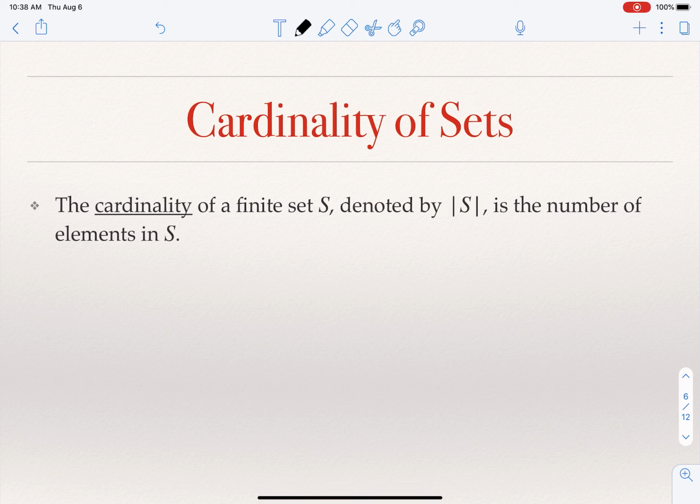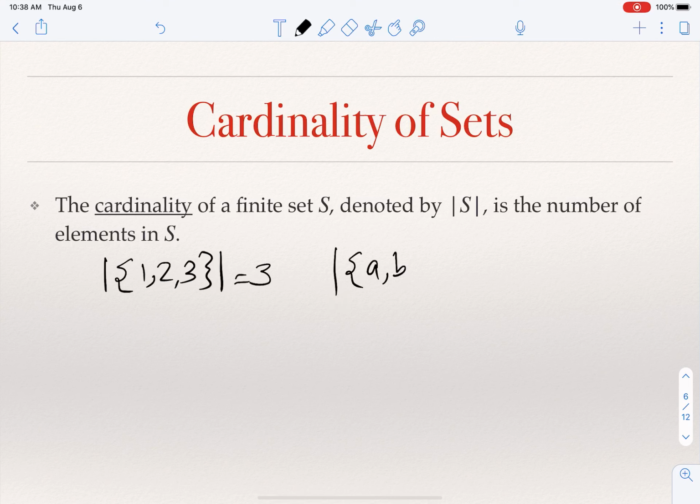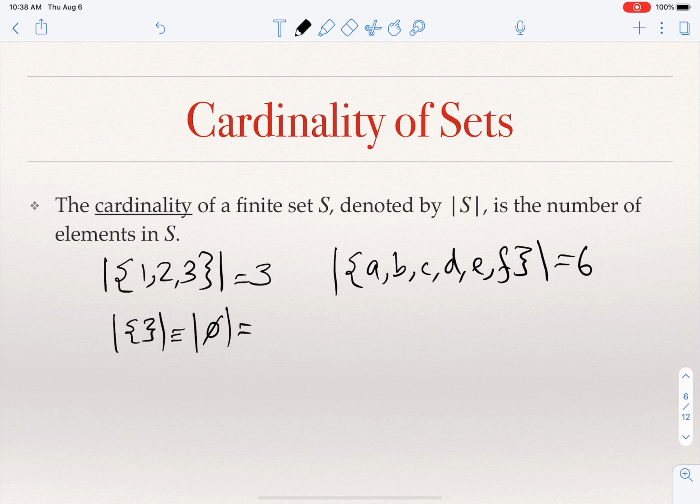Cardinality of a set, or the size of a set, is the number of elements in that set, and we denote it by putting these two bars similar to absolute value. But when we put them around a set, we denote the size of this set. So if I have the set that contains 1, 2, 3, the cardinality of this, or the size of this, is 3. The size of the set A, B, C, D, E, F is 6. In particular, the cardinality of the empty set is 0, no elements in it. Okay?